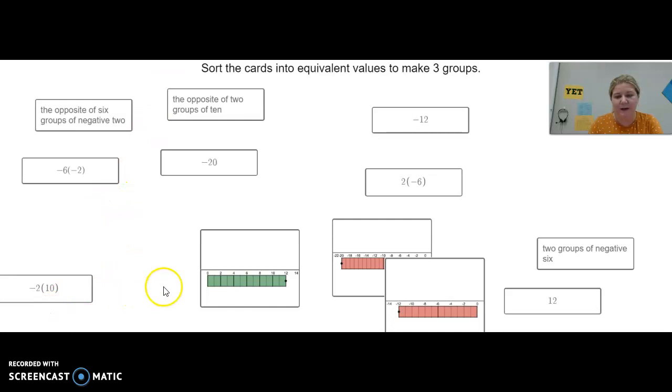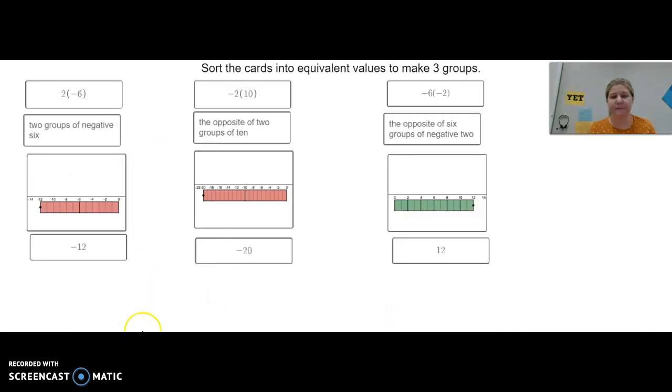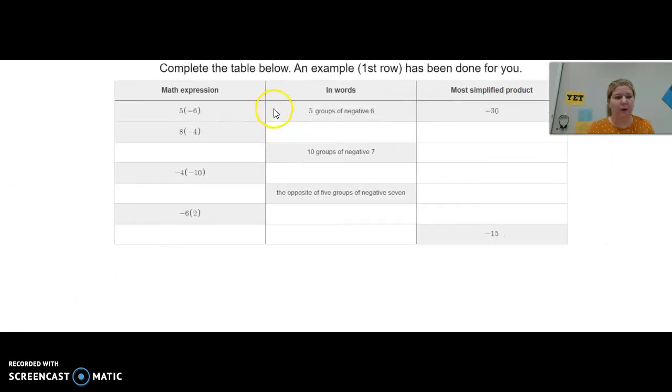So we have another sorting activity. I'm going to pause mine. You should have already done this. And here are the results you should have gotten. So double check yourself there. You can pause it to check yourself. And you're going to complete this. Just pause it, complete it, and then unpause it to check yourself.